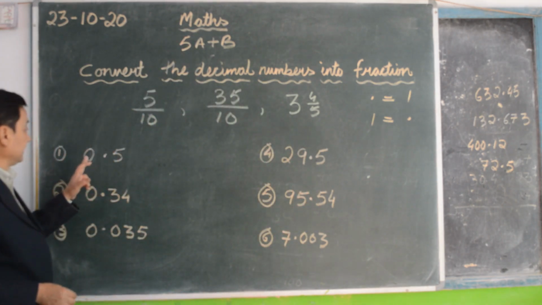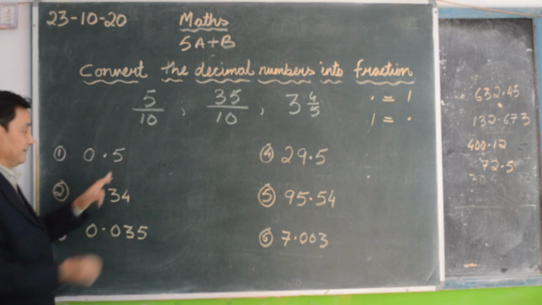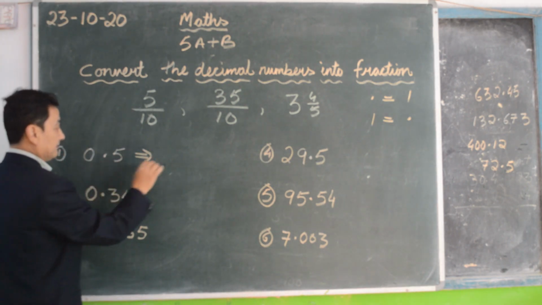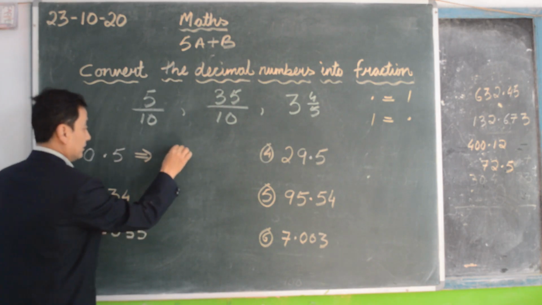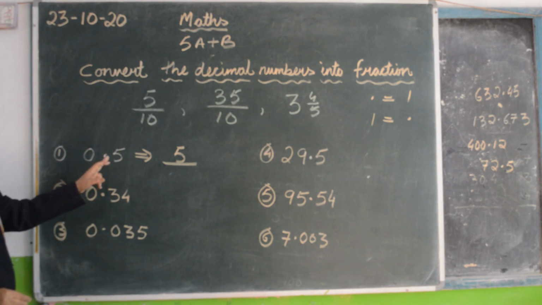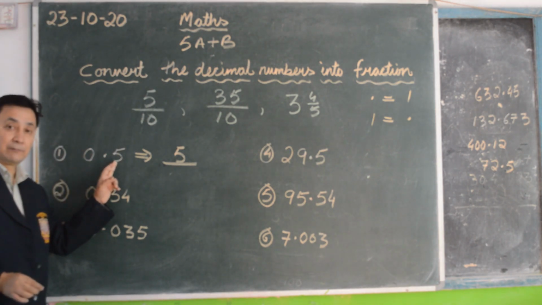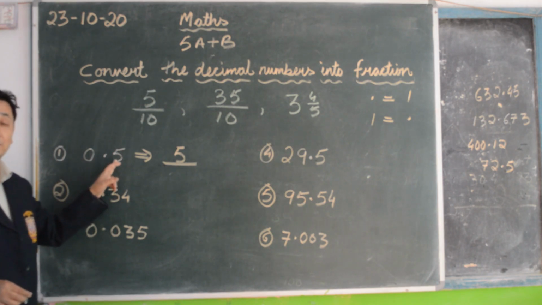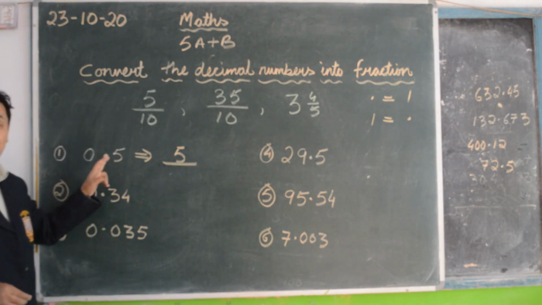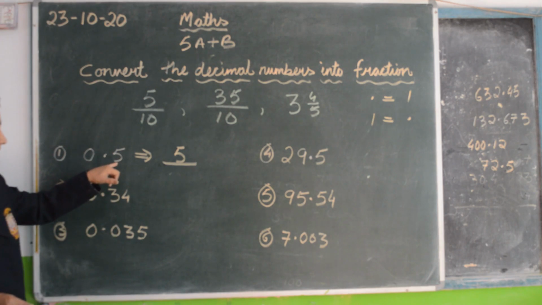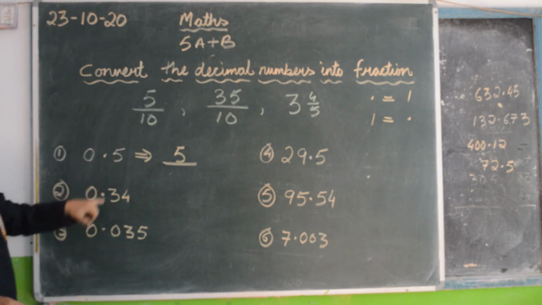So what number do you see? 0.5. So we write whatever number is given here, that will become your numerator. Now, when we read the place value of this 5, it is in which place value? Tenths. So it is 5 tenths. So let's do it another simple way. When we read this number as a place value, it will be 5 tenths.